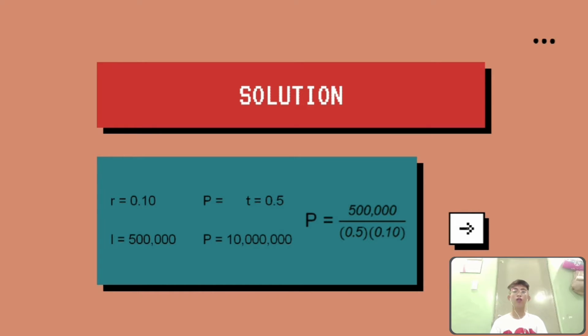Since we are looking for the principal, we will use the formula principal is equal to interest over rate times time. The next thing that we need to do is to substitute the given information to our formula. Principal is equal to 500,000 divided by 0.5 times 0.10. Our final answer is 100,000 pesos.